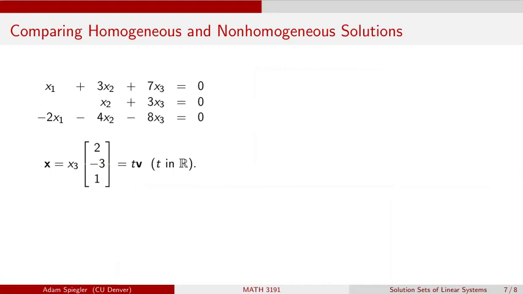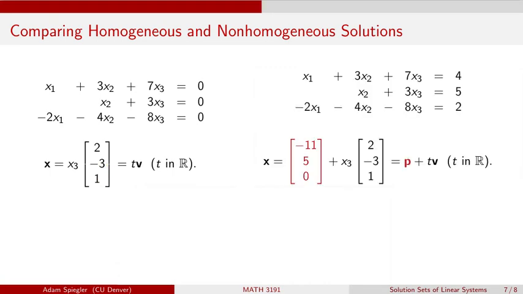And then we looked at a very similar looking system of equations. The left side was entirely the same, so the coefficient matrix is the same, but now we have a non-homogeneous system. On the right side, the top equation is equal to 4, the second equation is equal to 5, and the third equation is equal to 2. So this is a non-homogeneous system.